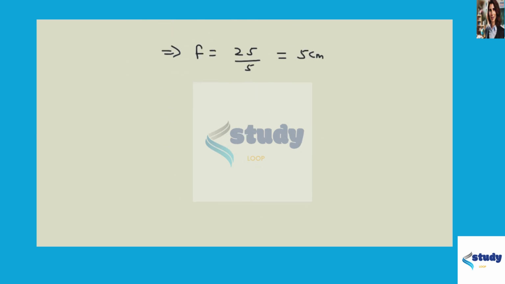Now going forward, I can write the magnification m is equal to d by f, and here the value of d is equal to 40 by 5, which is equal to 8. So the magnifying power for a simple microscope is 8x. Magnifying power is equal to 8x.